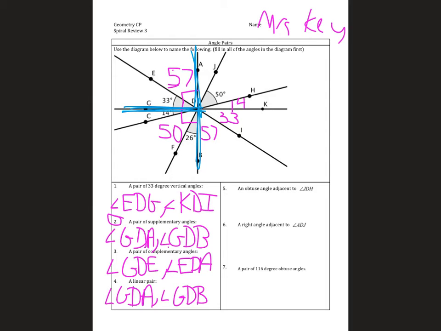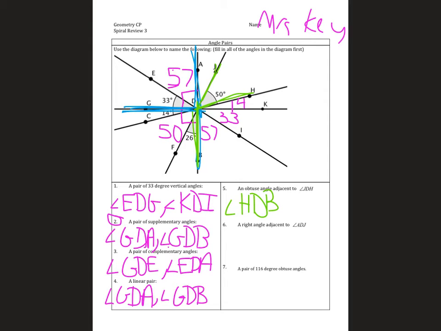An obtuse angle adjacent to JDH. So JDH is right here. Maybe an obtuse angle would go to here, so that would be HDB. Angle HDB. A right angle adjacent to ADJ.